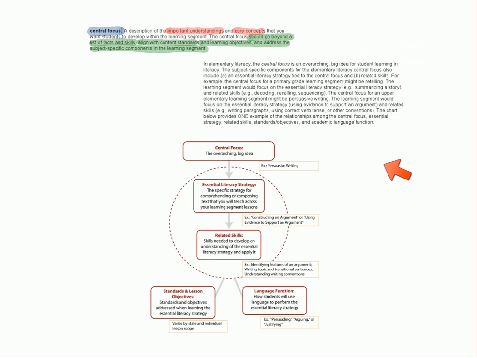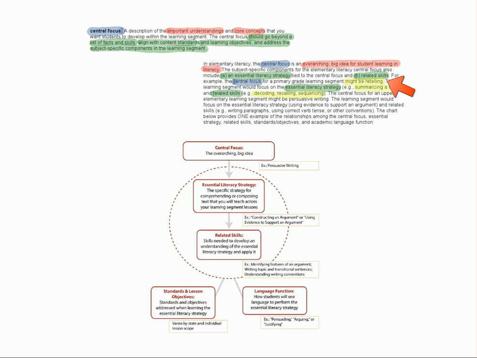Okay. Now, let's think about these in turn. What does this mean for the work you have to do? Let's start off with this first one. In elementary literacy, the central focus is an overarching big idea for student learning and literacy. And it has 2 parts, an essential literacy strategy and related skills. Those always go together, so hold those together. Now what's useful here is that edTPA sets out examples. So let's start with the first one. They give you an example of what the central focus might be for a primary grade. And they suggest that a central focus for a primary grade might be on retelling.